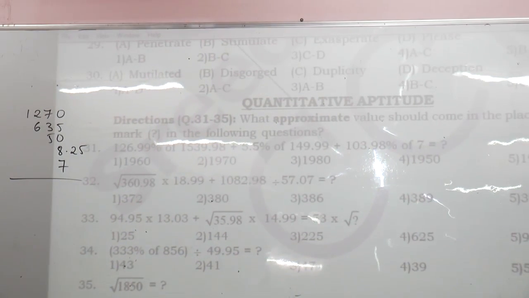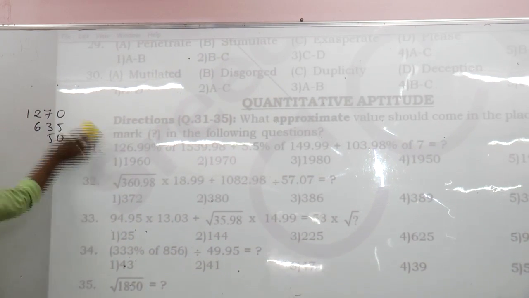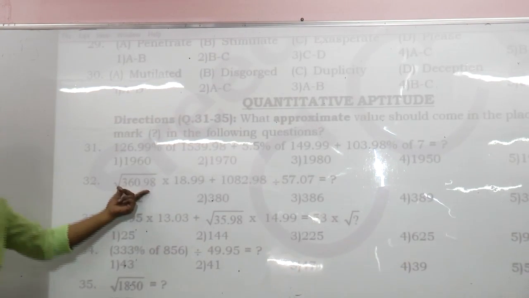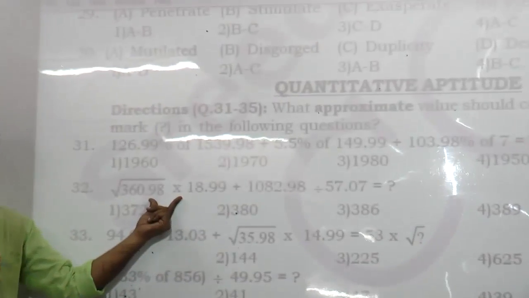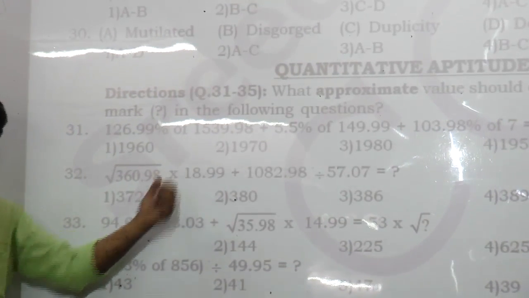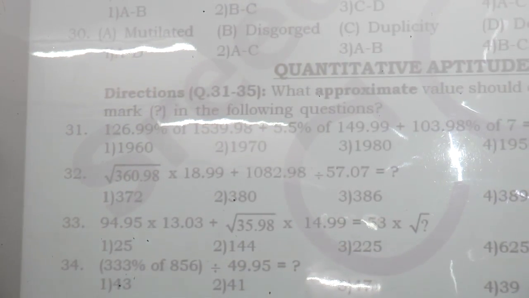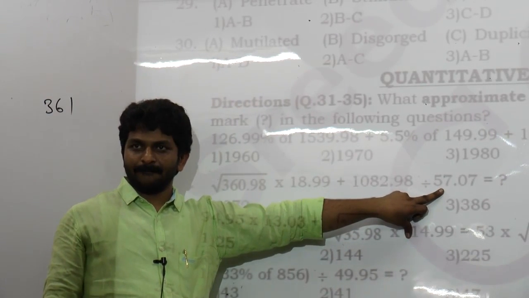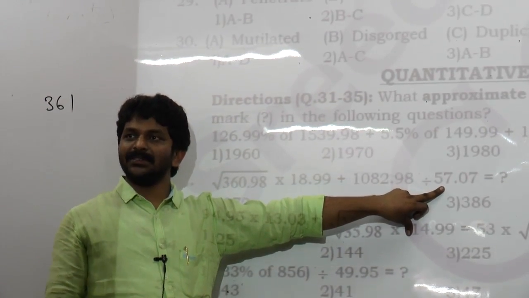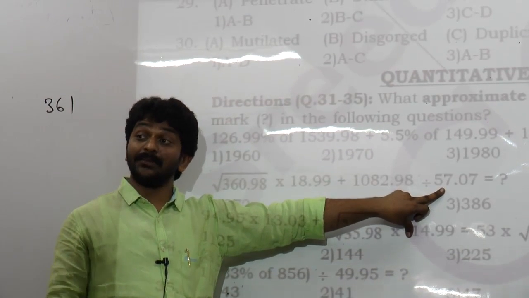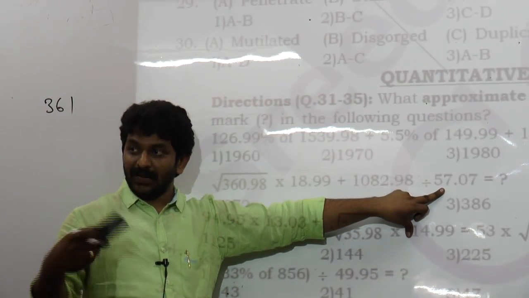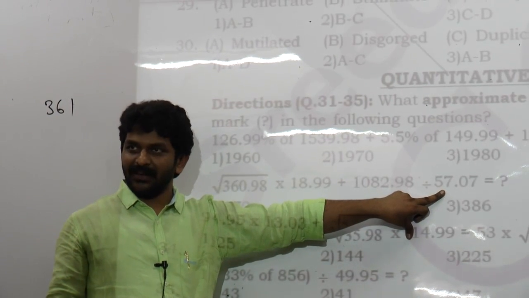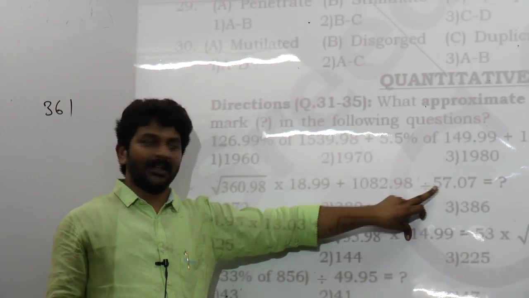Next, under root 360.98, 361. 19 into 19, again 19 square, you will get 361. This value is 361, and then divided by 57. 57 10 times 570, double 1140.